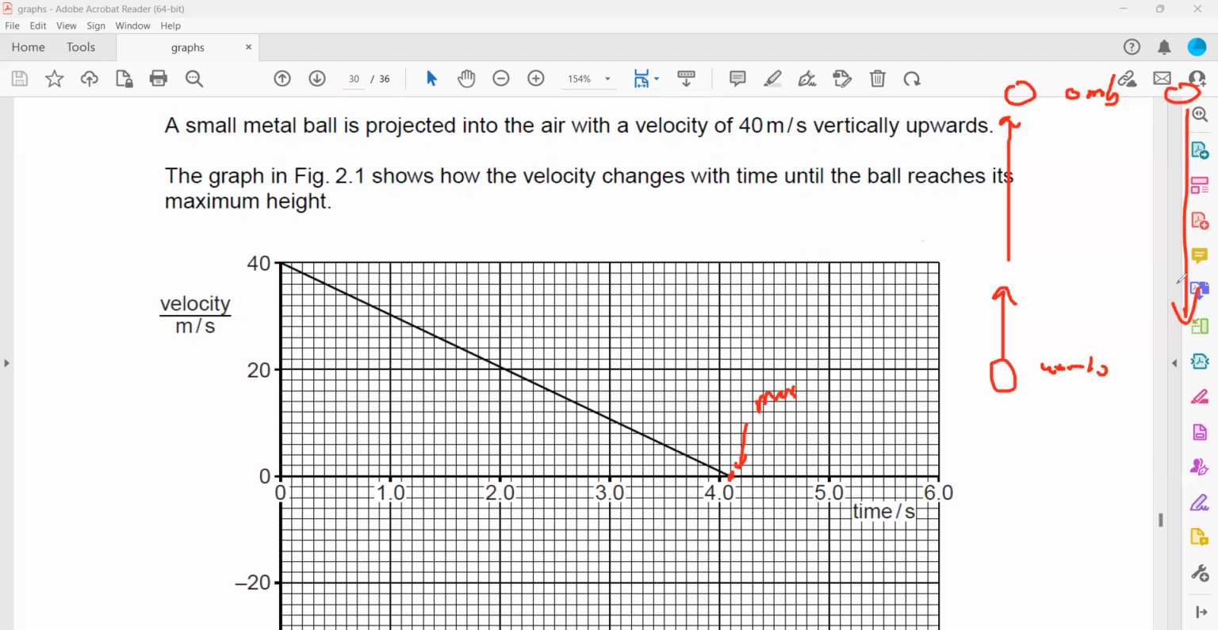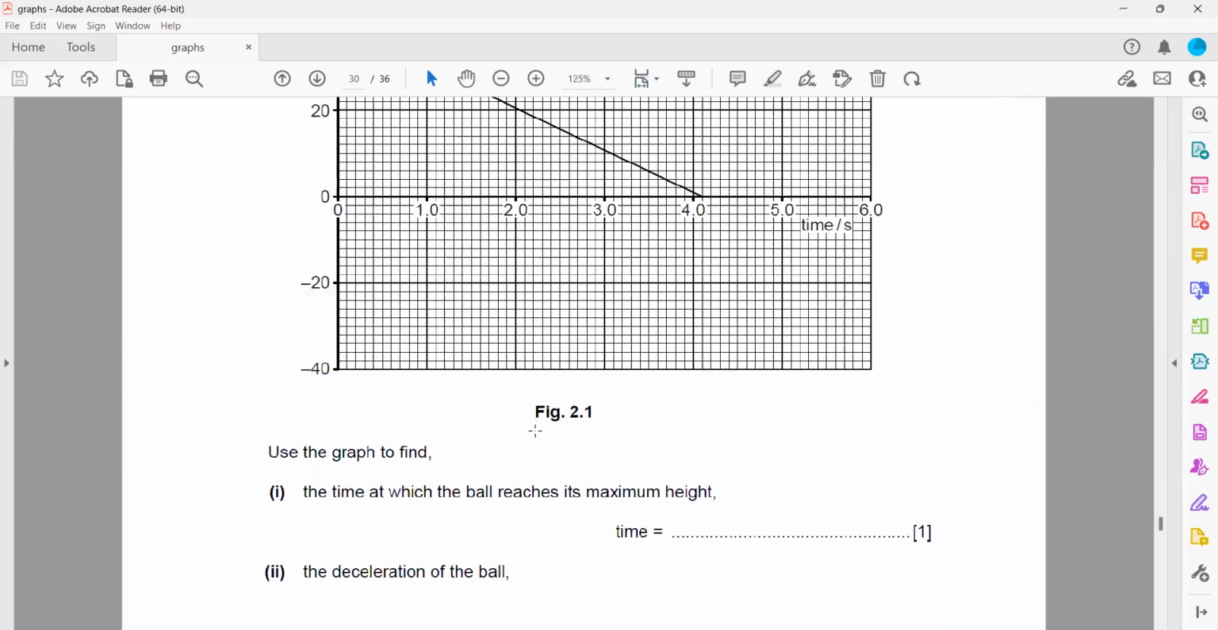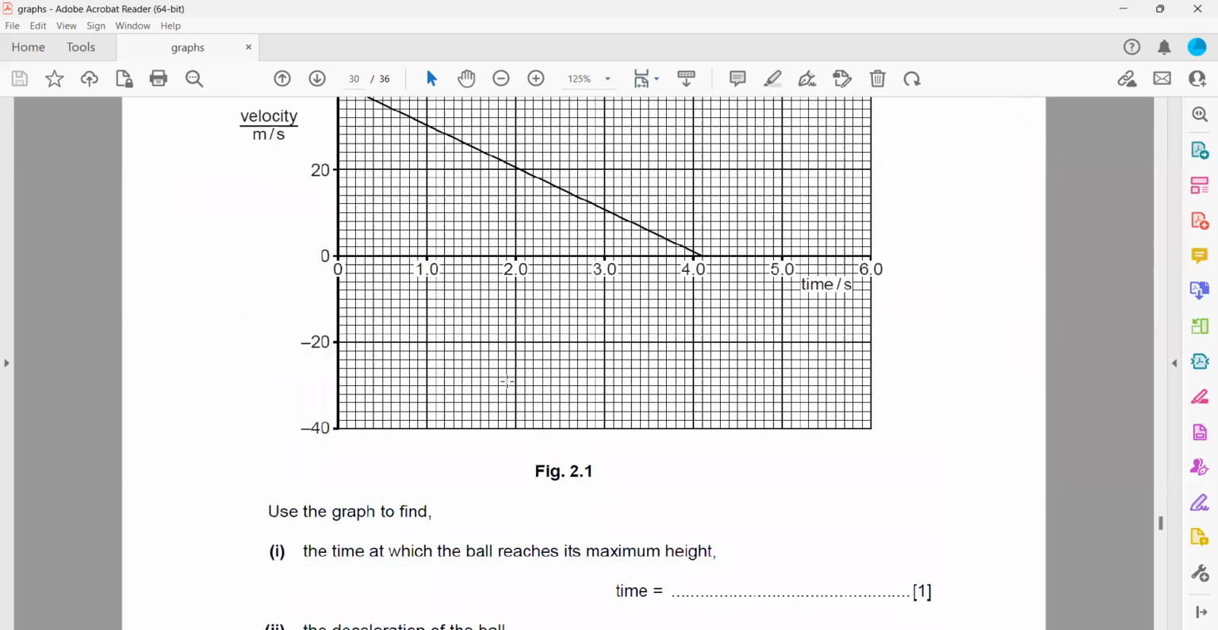It will come down. If we are talking about the velocity, when it is going up, we have a positive velocity, then coming down will be a negative velocity. So when we represent the motion, we'll represent the motion in the negative axis. So the first part of the question: use the graph, find the time at which it reaches a maximum height.